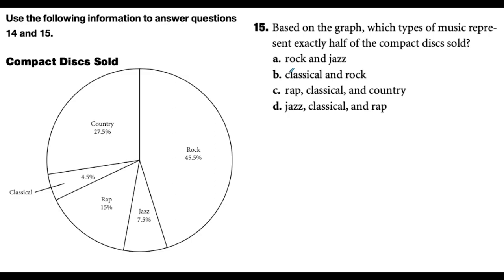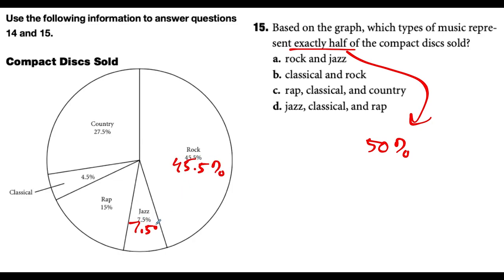So we have a continuation of this pie chart where question 15, based on the graph, which types of music represent exactly half of the compact discs sold? So exactly half is another way of saying 50%. So we really need to find which two add up to 50. So if we just go through this, rock and jazz. Well, rock is 45.5% and jazz is 7.5%.